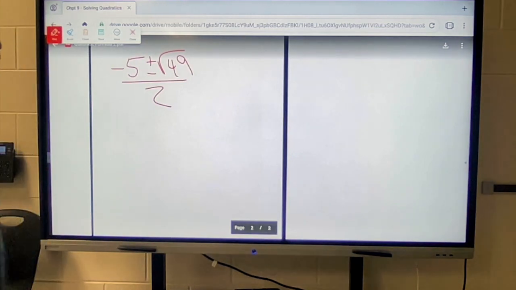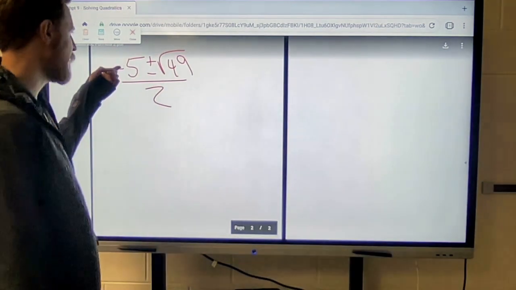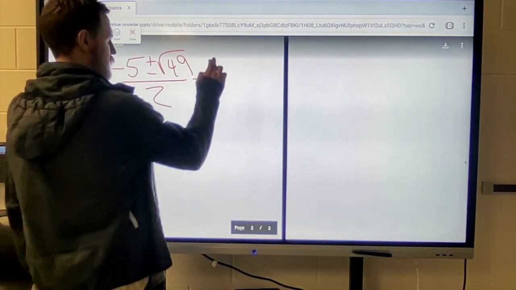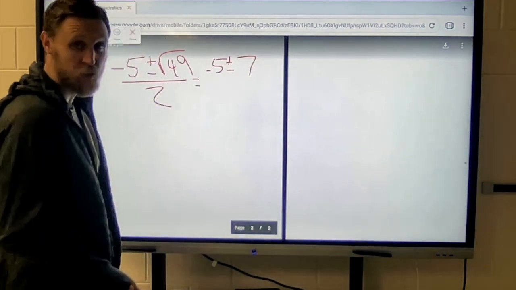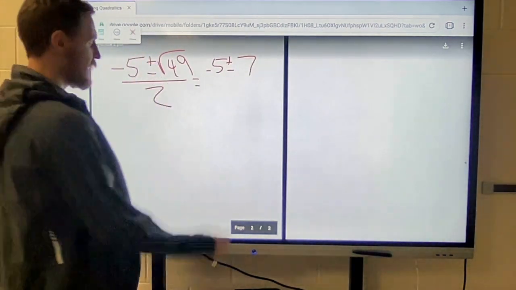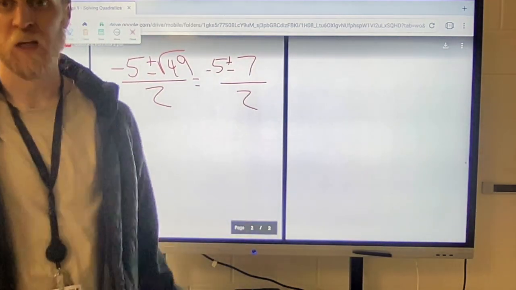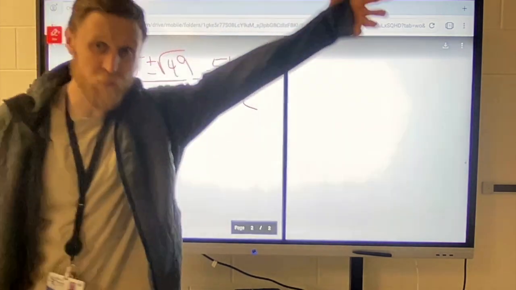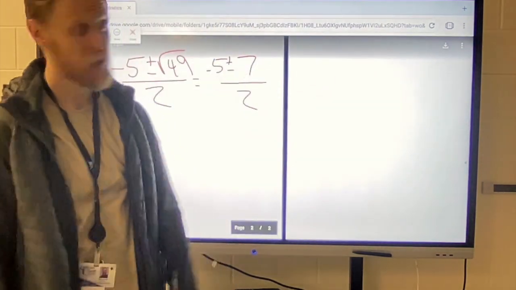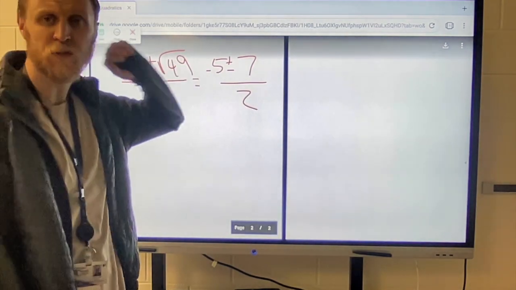Okay, negative 5 plus or minus the square root of 49 over 2. That's where we're at. Now, you know what the square root of 49 is, right? Isn't that negative 5 plus or minus 7, all over 2? If you didn't know that, you type it in your calculator and find it out. Now, this is where I would say go ahead and split it. You've got a plus and a minus. Remember, that means one of them is plus, one of them is minus. So we're going to figure out what it would be if we used plus.